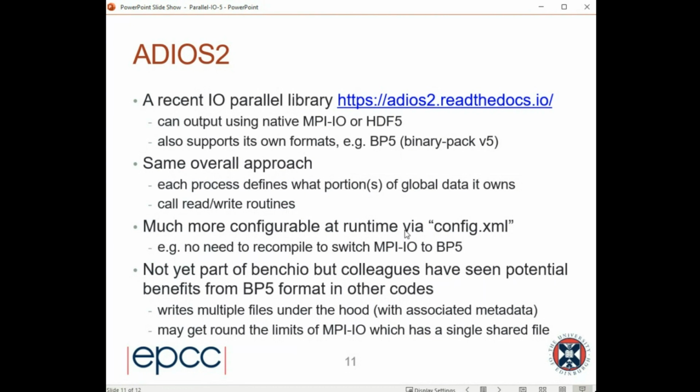ADIOS2 writes enough metadata, I understand, that it can do all that for you. So you don't actually see the fact it's lots of little files. You just see a directory with the right file name, but under that there are lots of little files, which presumably are the data on each node or something. I don't know. But that's why this does have a hope of getting many more than 10 gigabytes per second, because it doesn't restrict itself to a single file. It allows itself to write multiple files.